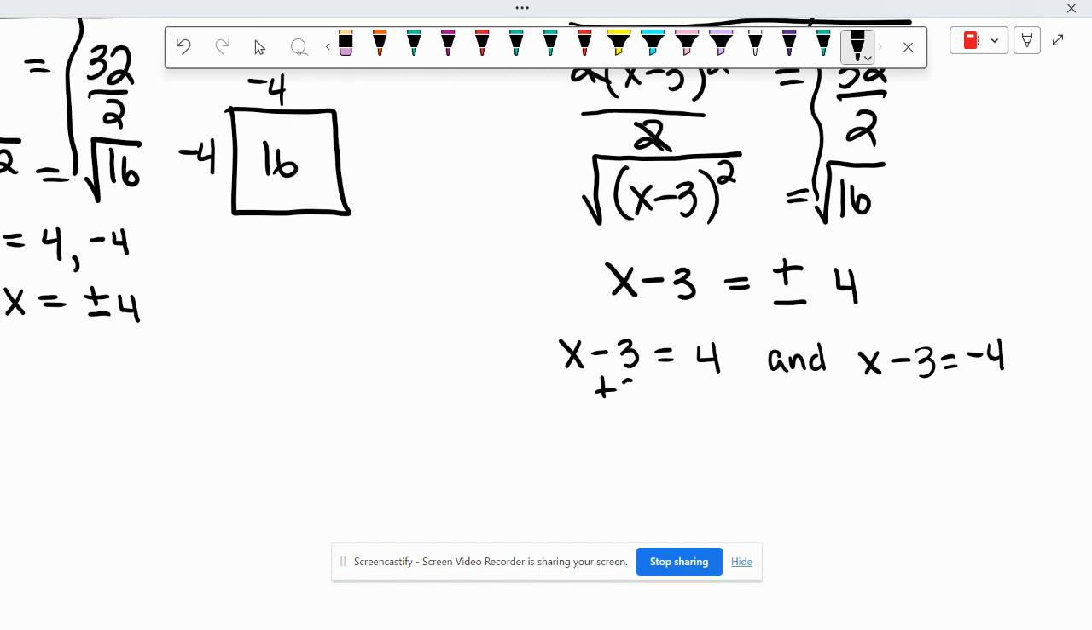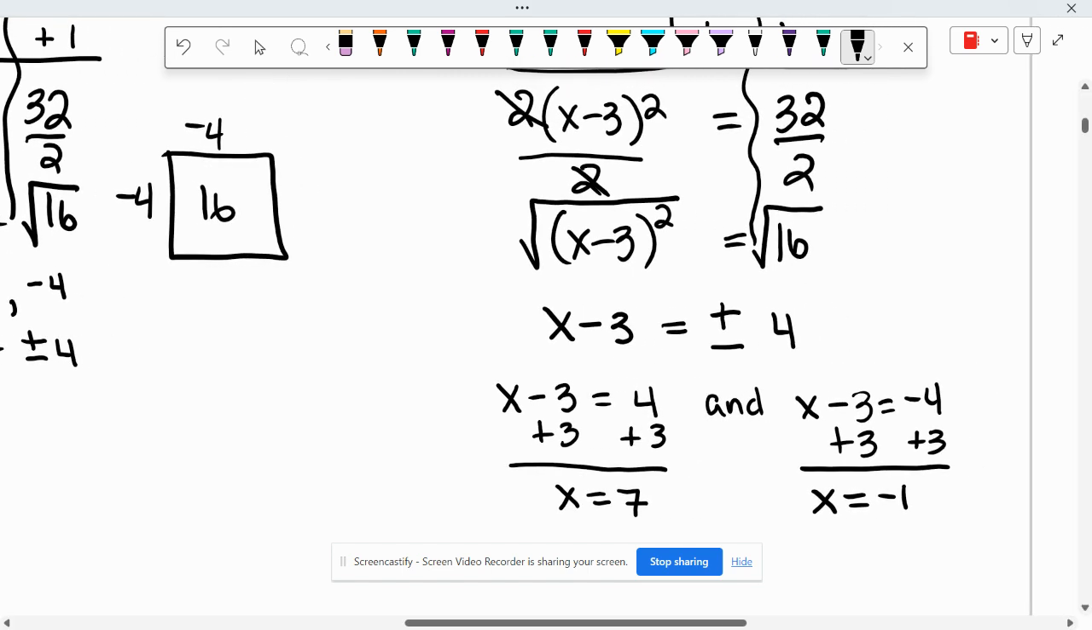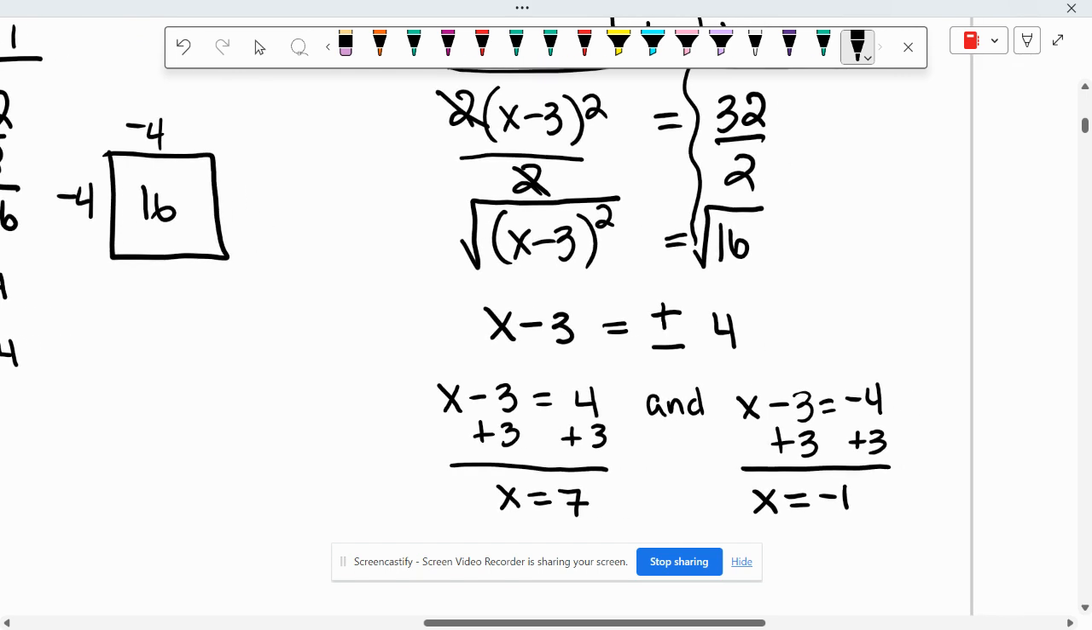Add 3. So when I add 3 on the first equation, I find out that x equals 7. When I add 3 on the second side, I find out that x equals what? Negative 1.